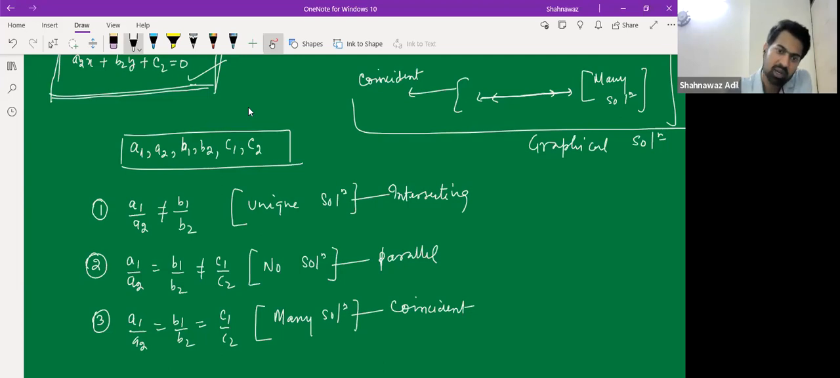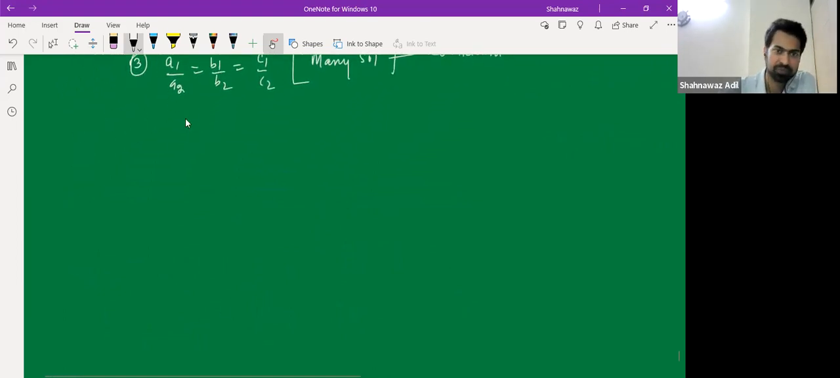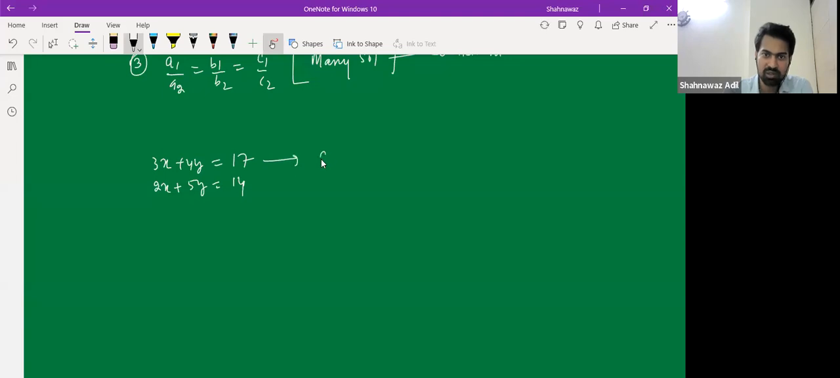Done, sir. Lovely. Okay, so let's say that you have 3x plus 4y equals 17 and 2x plus 5y equals 40. So Tejasvi, tell me what is A1 here? A1 is 3, B1 is 4, and C1 is 17. Look again, 17 or what? Is this the general form? No. So this is 3x plus 4y minus 17 equals 0. So C1 is minus 17.